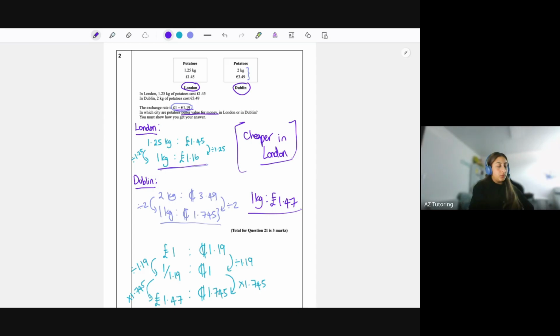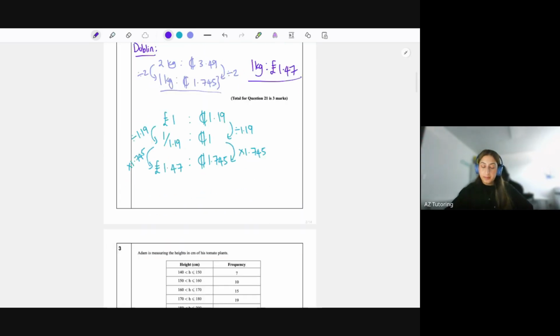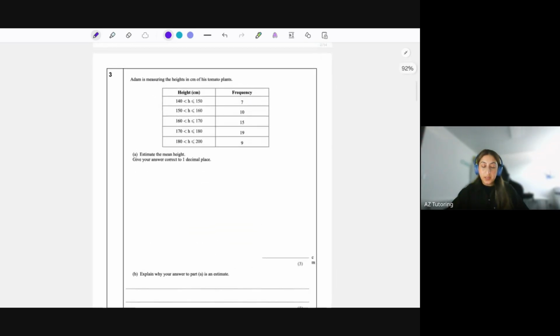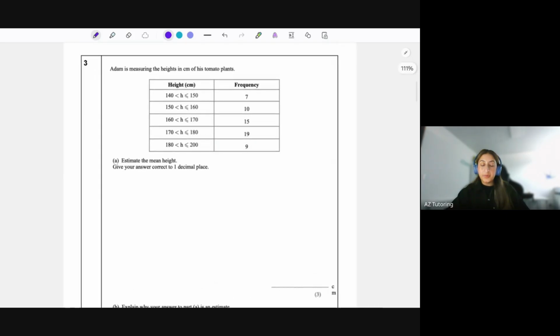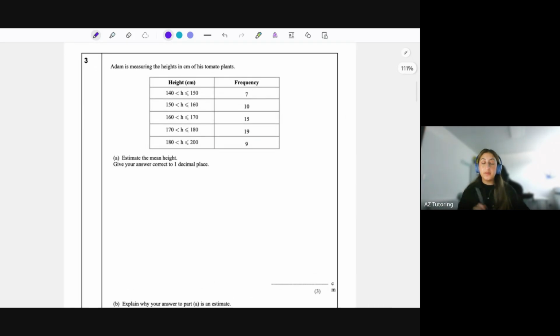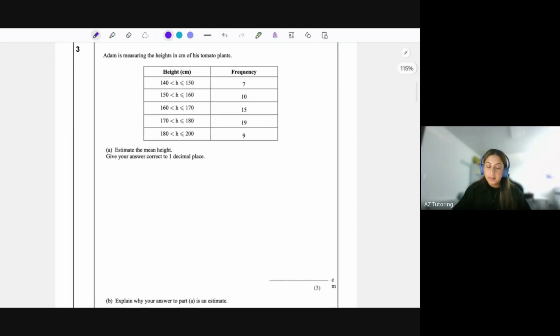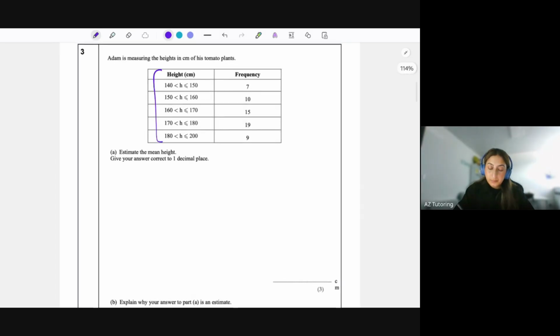So if we move on to question 3. Right, question 3 is a frequency table where you have to work out the averages. This is a very common question that I can imagine them putting in the paper tomorrow. So the question says Adam is measuring the heights in centimeters of his tomato plant. So we've got the heights here and we've got the frequency. Frequency just tells us how many are in that height range.